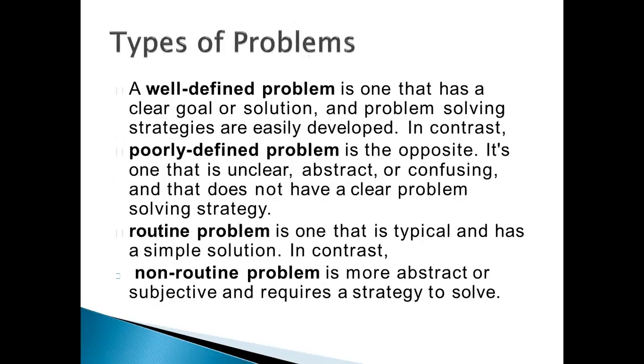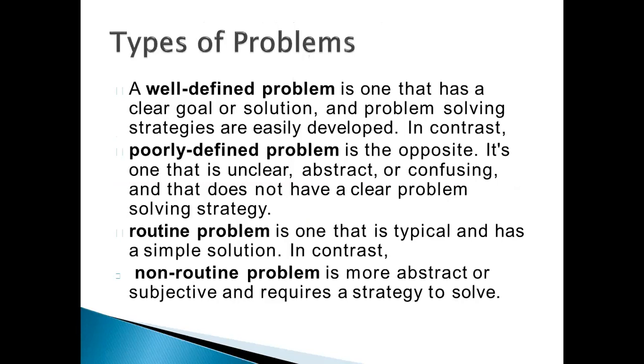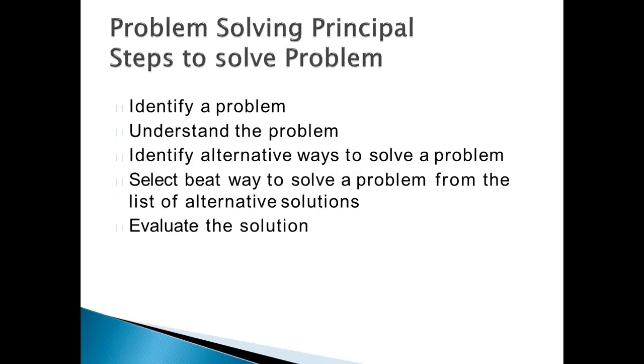So we have seen previously what problem solving is, a particular skill or idea to achieve or solve a problem. What kind of problems are there? These problems are very famous: well defined, poorly defined, routine problem, non-routine problem. These are the problems that arise in daily routine. Next one, problem solving strategy. The two basic problem solving strategies are algorithm and heuristic. Algorithm means the step by step process. Heuristic means the shortcut process to solve that problem. Then we have to find out the problem solving principles step by step. First of all, we have to identify the problem, find out where the problem arises, understand the problem, then identify alternative ways to solve a problem, select the best way to solve a problem from the list of alternative solutions, and evaluate the solution.